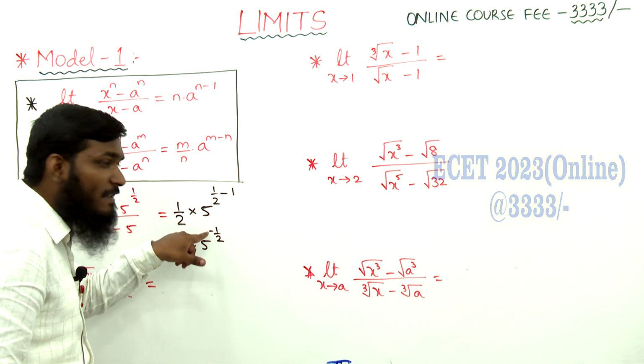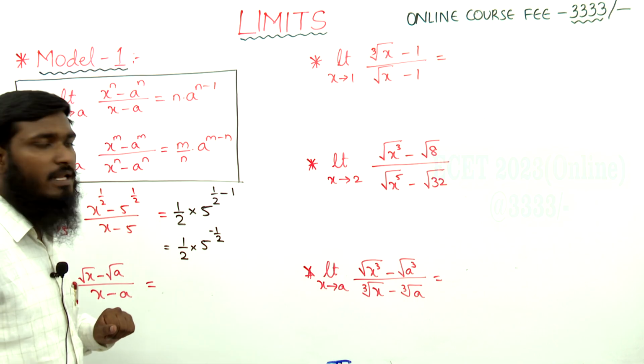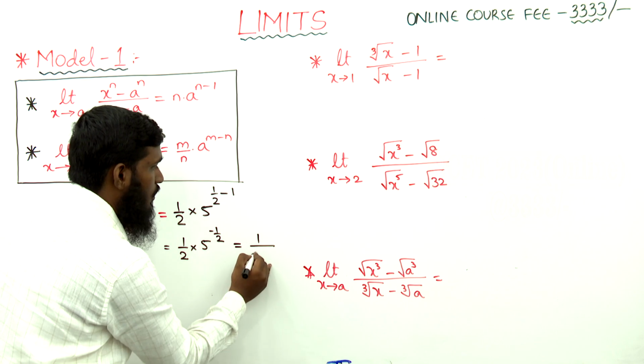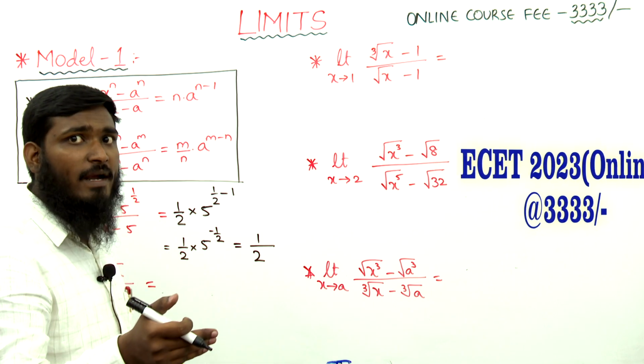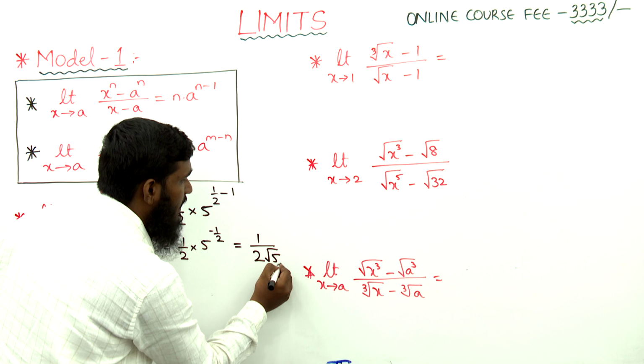Suppose we want to remove this minus sign from the power, what do we have to do? We have to write it in the denominator. So we write it like this. It is equal to 1 divided by, already 2 we have, now 5 power 1 by 2 in the denominator. 5 power 1 by 2 means directly we can write root 5. That's it.